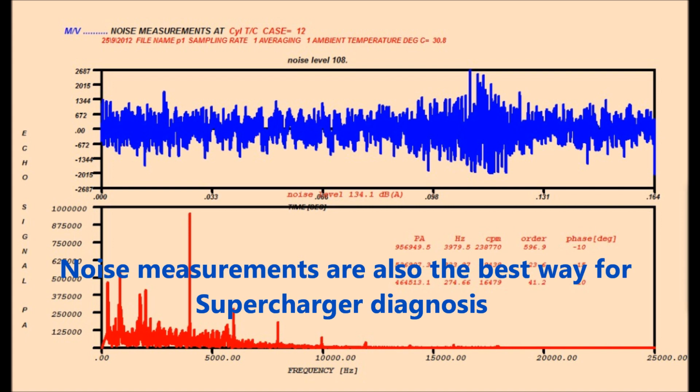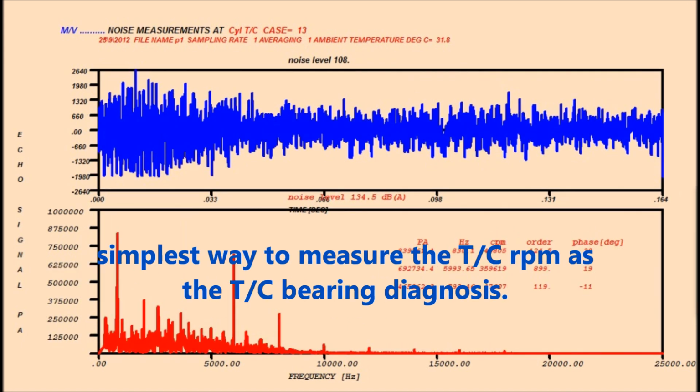Noise measurements are also the best way for supercharger diagnosis, from the simplest way, measuring the TC RPM, to the TC bearing diagnosis.